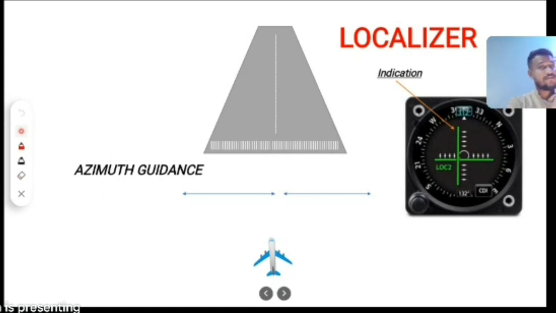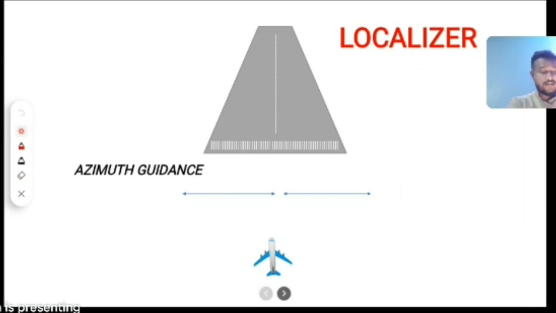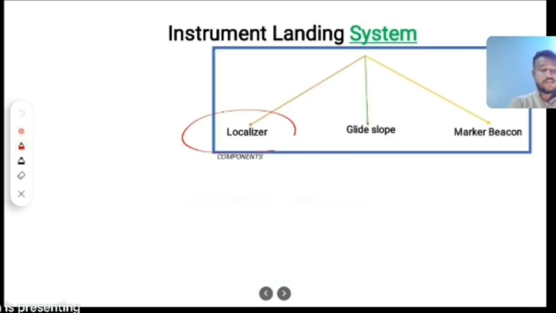Is it clear, guys? Yes, sir. Okay. Yes, sir. Now coming to the, so we are clear about this function of this localizer, right? Now coming to glide slope.